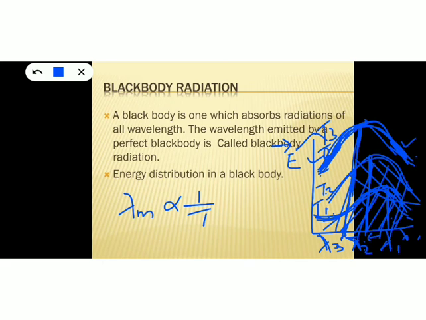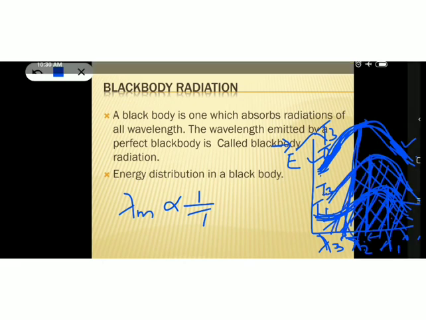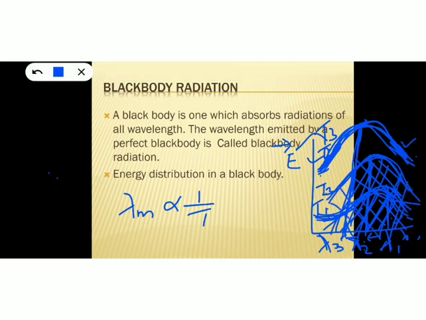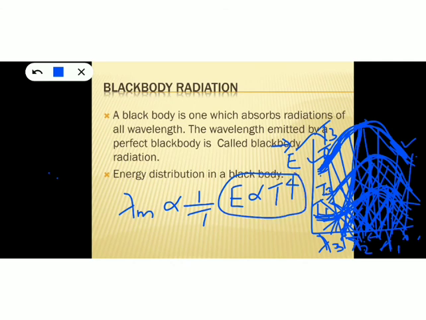That is true. For temperature T1, only this is the area, but for temperature T2, we have this whole area, and for temperature T3, this is the whole area. So as temperature increases, the area also increases. So energy also increases. So energy is directly proportional to temperature. In fact, energy is directly proportional to the fourth power of temperature. So that's all about the conclusions of the experiment performed by Lummer and Pringsheim related to the black body.